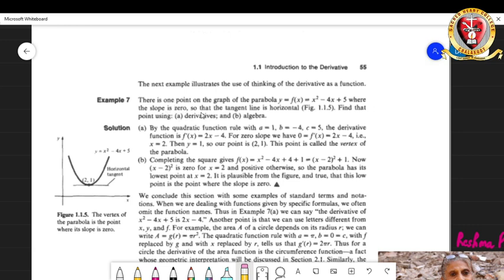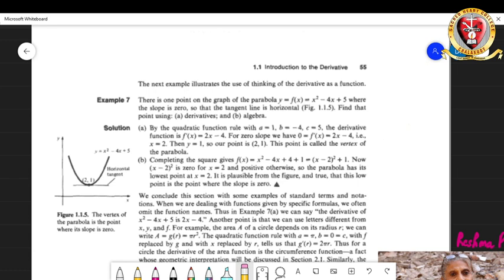Okay, that means the slope is 0. Suppose you have a function like this. If this is the point, we draw the tangent like this, right? That means this tangent is slanting. Slope is calculated for slanting lines. So here the statement is there is one point on the graph of the parabola where the slope is 0. That means the tangent line at that point is not slanting. That means it is a horizontal line.